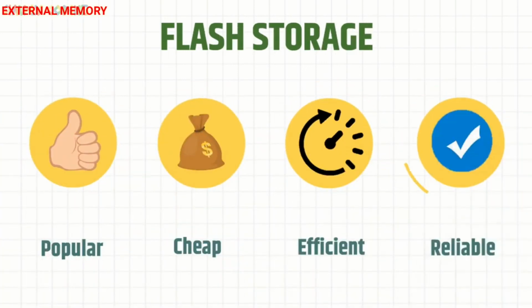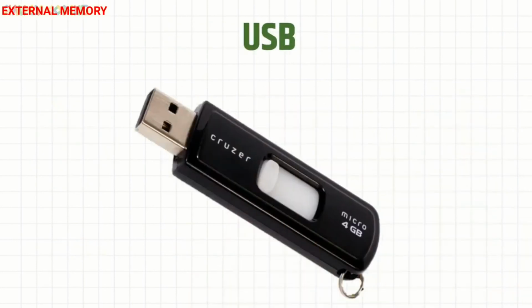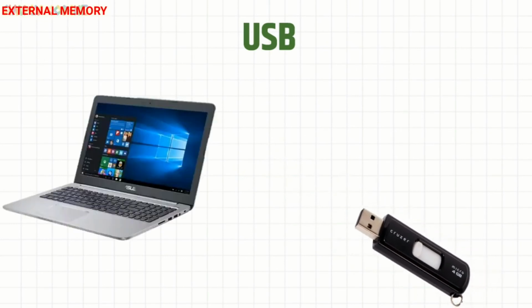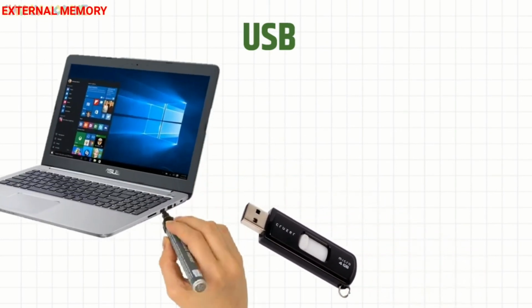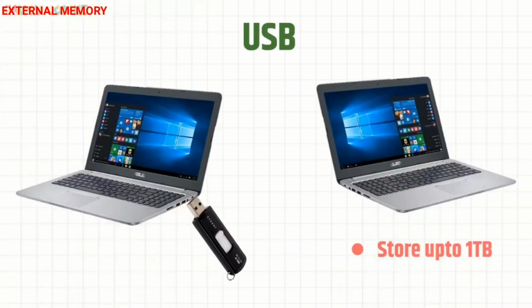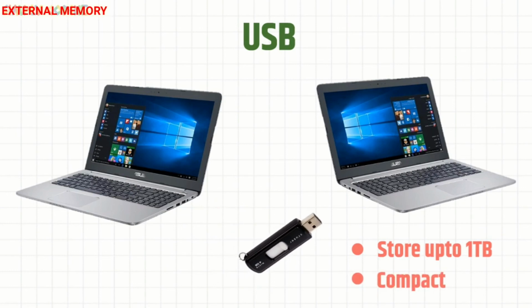A USB flash drive or pen drive is a portable memory storage device about the size of a human thumb, which is connected to the computer via a USB port. It can store data up to 1 TB. It is compact, fast and convenient, so it is typically used to store and transfer files.